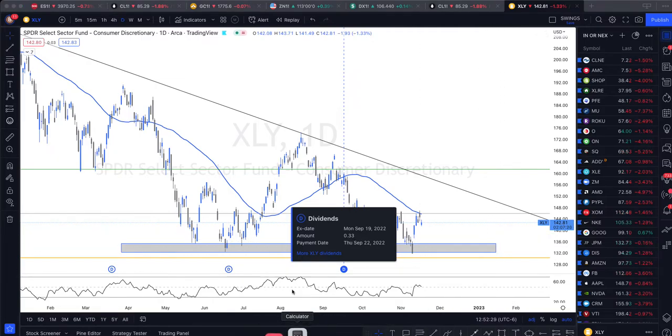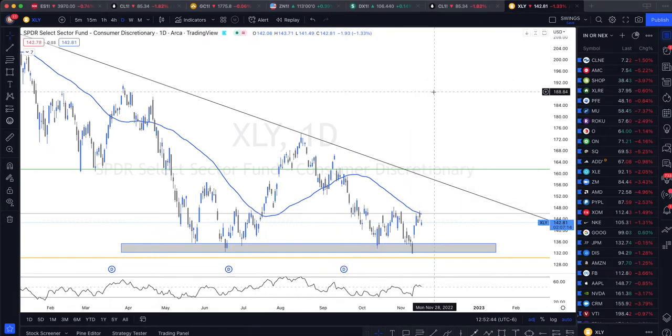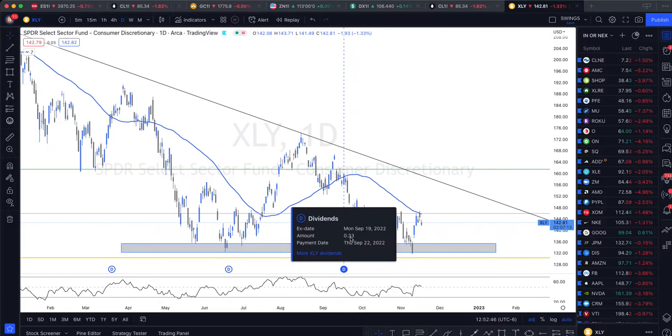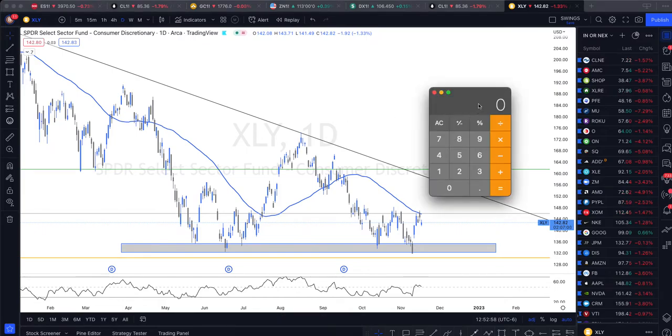So $142, we do 33 cents divided by $142.81 right now. So what's that? A 2%. All right. So you're talking about making 33 cents per share. So now you have to ask yourself, how much do you want to be making on your dividends? What is your desire as far as income on your dividends?